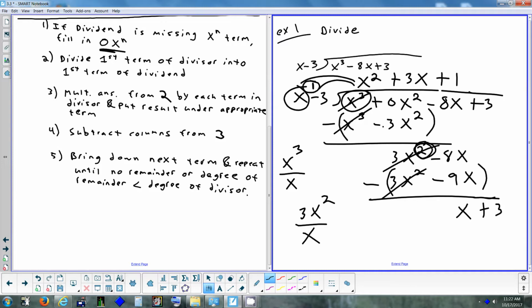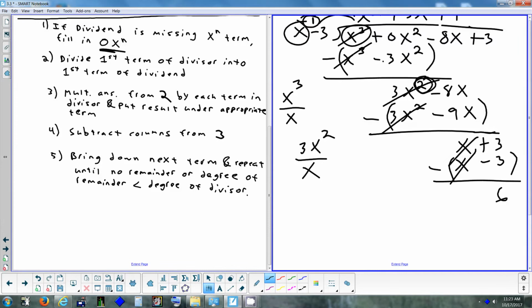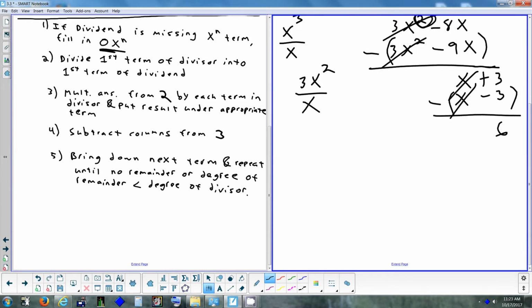AJ, what's 1 times x? And 1 times negative 3? Negative 3. And be careful, don't look at it too quick and say remainder 0. X minus x, but what's 3 minus 3? 6. So that's your remainder.